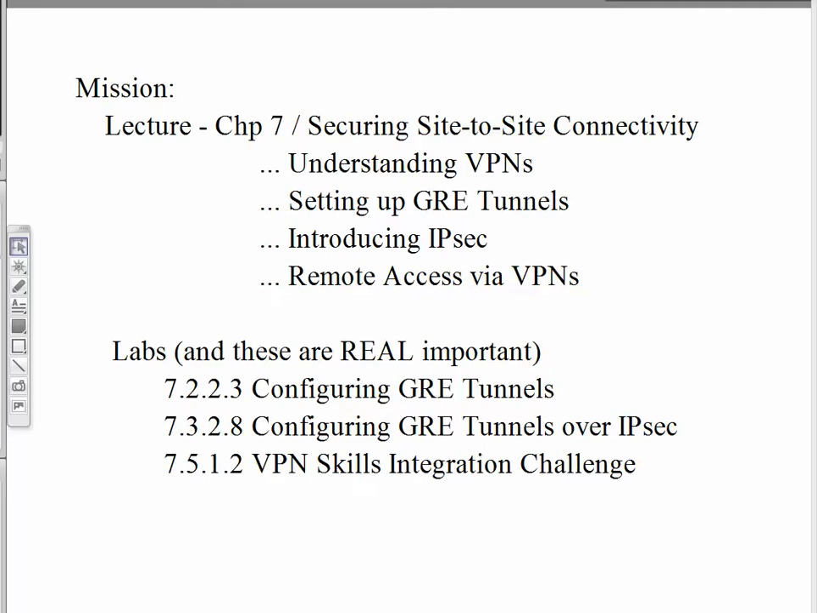Now, there are 3 labs associated with this chapter that you will be turning in, and these are really important labs to do. I know I've said all the labs are important, and I'm starting to see you guys getting the labs done, and I'm glad to see that, but keep that up. But these 3 are especially important, especially this one right here on configuring a GRE tunnel over IPsec. And one of the problems is they kind of present this to you in a bit of a vacuum. They don't explain the commands very well, but I'll try to give you some flavor of that when we get to that a little bit later in the evening.